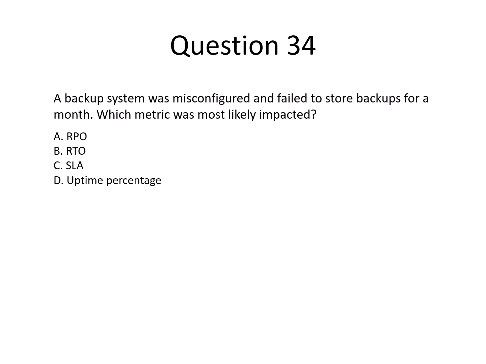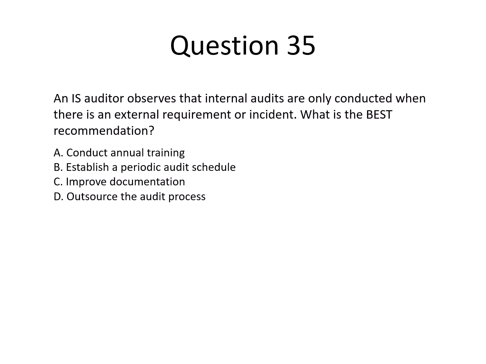Question 34. A backup system was misconfigured and failed to store backups for a month. Which metric was most likely impacted? A. RPO. B. RTO. C. SLA. D. Uptime percentage. The correct answer is A. RPO.